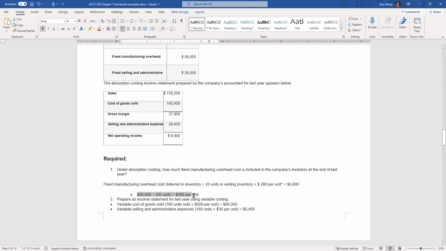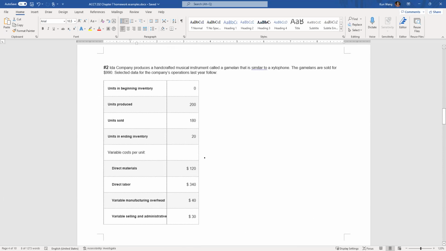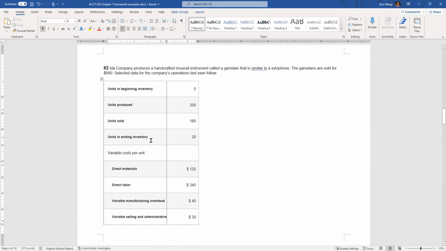So 56,000 total fixed manufacturing overhead, divided again by the units produced. So $280 per unit. If you divide by the units sold only, the answer will be wrong. So we use this one and multiply by the 20 units in the ending inventory. How can we know it is 20 units? Because of the units produced and the units sold. So units in the ending inventory, this is finished goods inventory, not other.